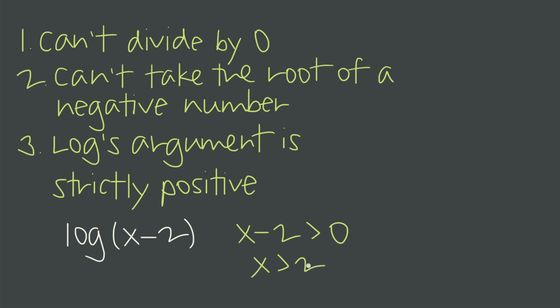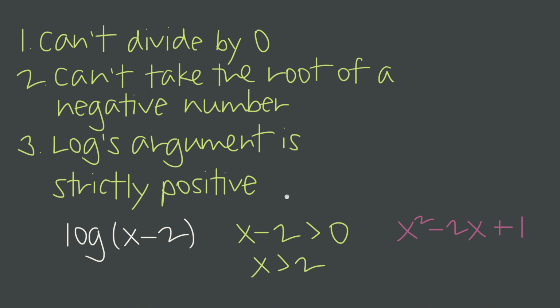Remember, we're looking for values that can't be in the domain based on these three rules. We're not looking for every value that can be in the domain. So if we don't see any of these red flags in our function, we can conclude that the domain is all real numbers. For example, any polynomial function like this one, x squared minus 2x plus 1, there's no denominator, so we don't have to worry about dividing by 0. There are no roots, so we don't have to worry about taking the even root of a negative number. And there are no logarithms.